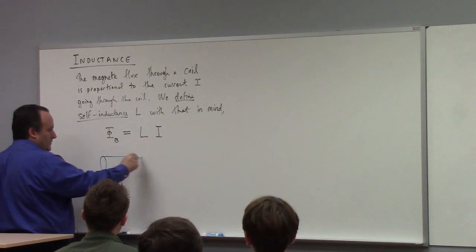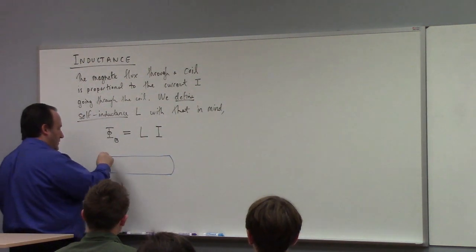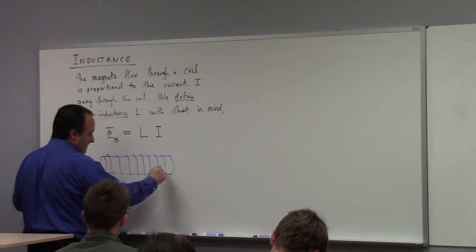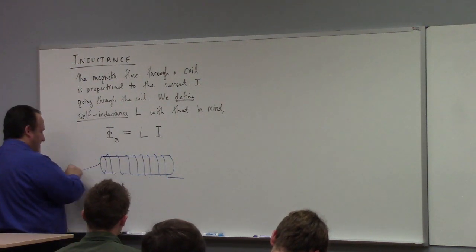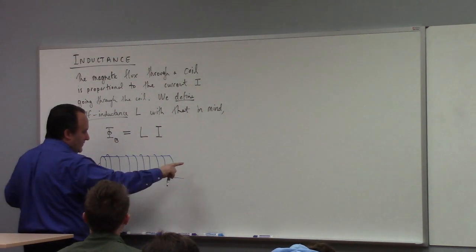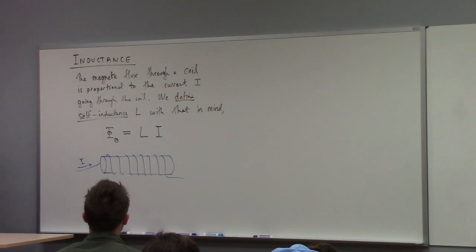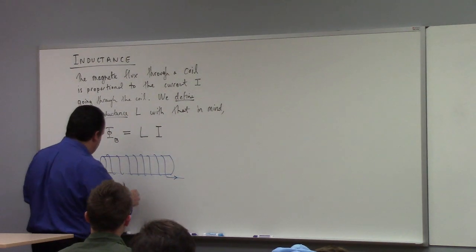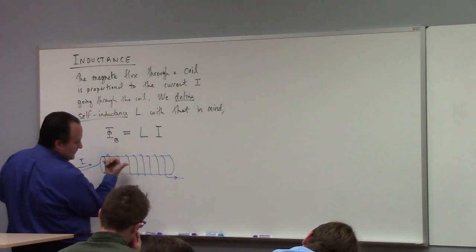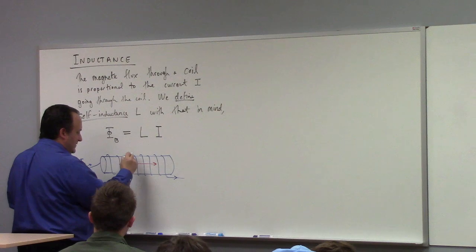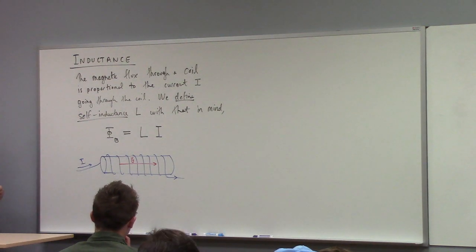So we've got some coil, right? You've got a current going through it. You have the magnetic flux going through the coil. And if the current's going as I've pictured it, which direction does the magnetic field go? To the right, right? So I've got my magnetic field lines in here like that, yeah? All right, so that's the definition of inductance.